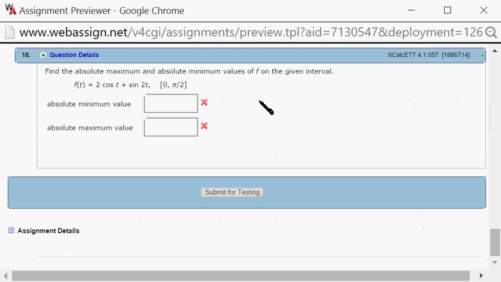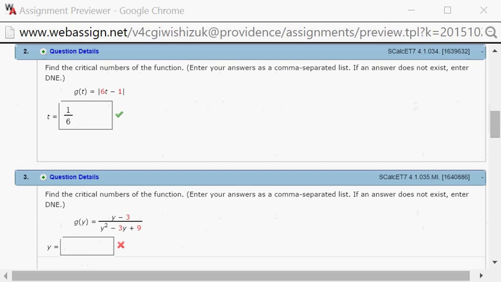Let's submit for testing. Alright, it came back and looks like we got this one correctly.